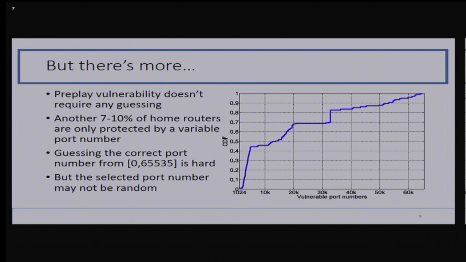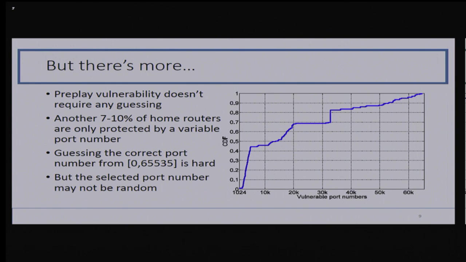So that's preplay. But it turns out, when we looked a little past this, there's actually some more here. Preplay doesn't require any guessing on the part of the attacker. But there's actually a significant set of home routers that are protected by exactly one unknown variable, the ephemeral port number. If an attacker can guess that, then these boxes should be easy to poison as well. But there's 65,000 possible port numbers, right? So if you're just attacking a home router, maybe it's just not worth your time to try and guess them all. It turns out, though, from our results that these boxes don't select the port number randomly.